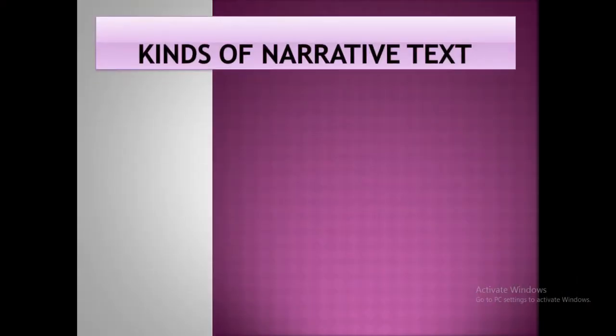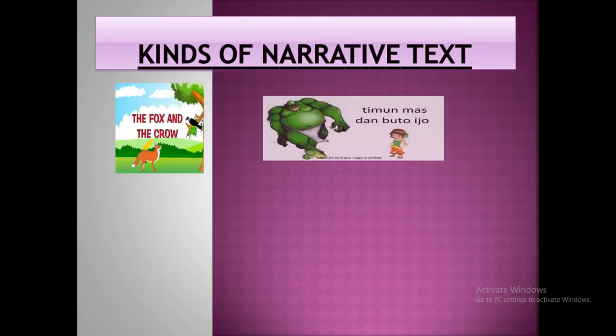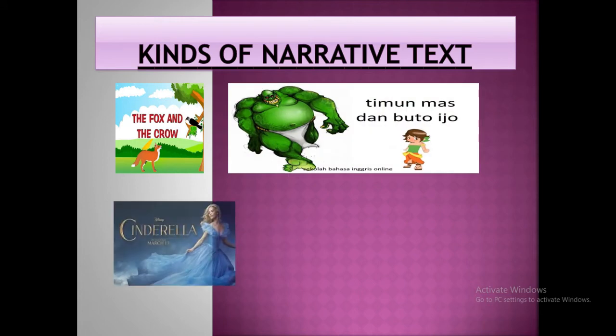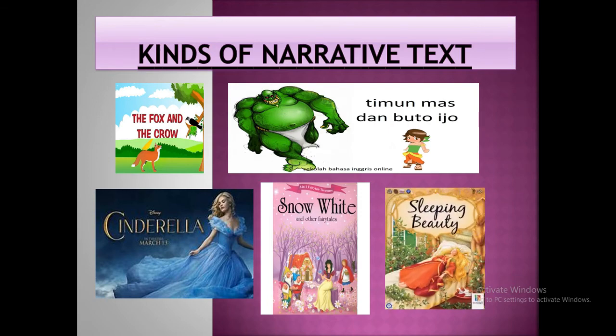There are various types of narrative text. Narrative texts usually are imaginary, but they can also be factual. The types of story include fairy tales, mystery stories, science fiction, romance, horror, fables, and others. There are some examples of narrative stories: The Fox and the Crow, Timun Mas and Buto Ijo, Cinderella, Snow White, Sleeping Beauty.